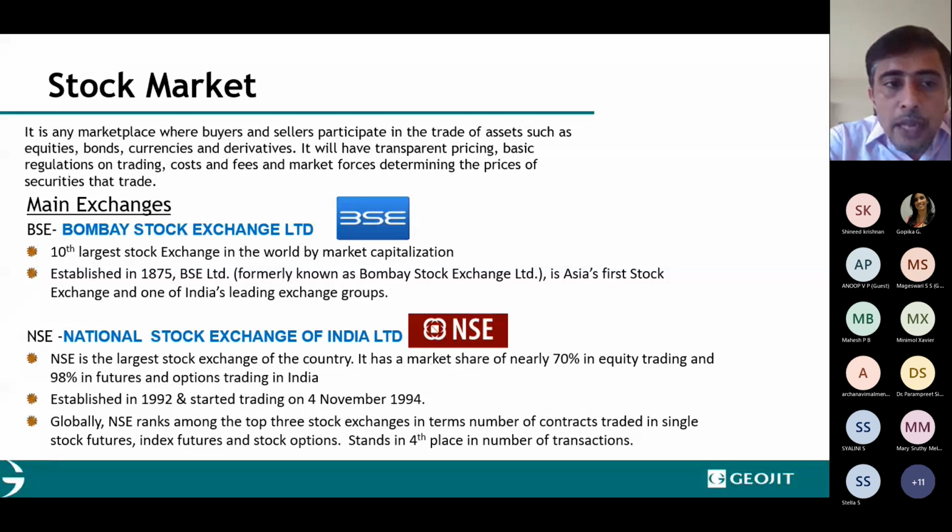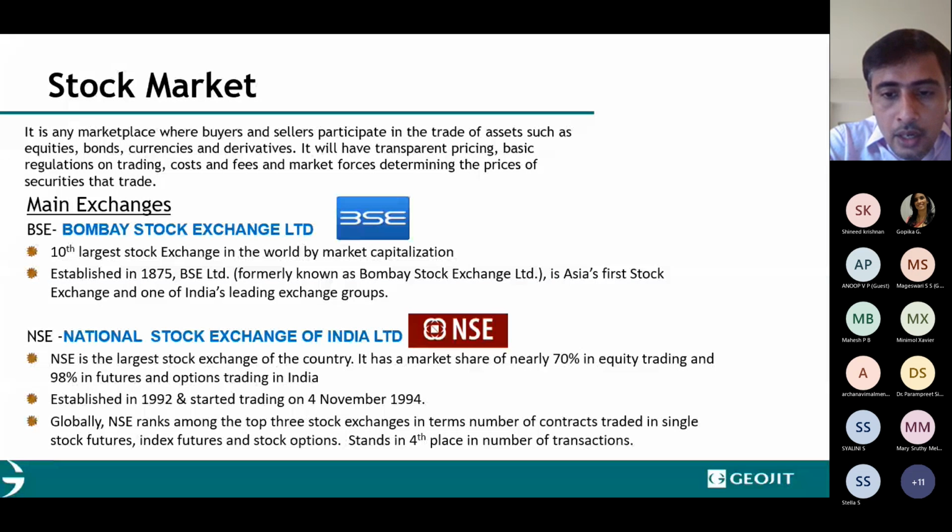Basically we have two main stock exchanges, the Bombay Stock Exchange and the National Stock Exchange. The Bombay Stock Exchange, of course, is the oldest stock exchange in India, and in terms of capitalization, BSE is among the top 10 to 12 exchanges. NSE started off much later, around 1992, when the concept of online trading platforms came into force. Thereafter, NSE took over the bulk of the volumes.